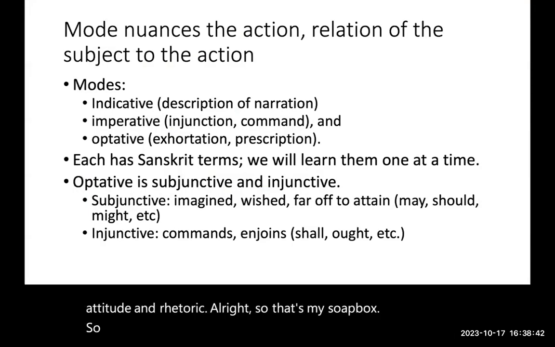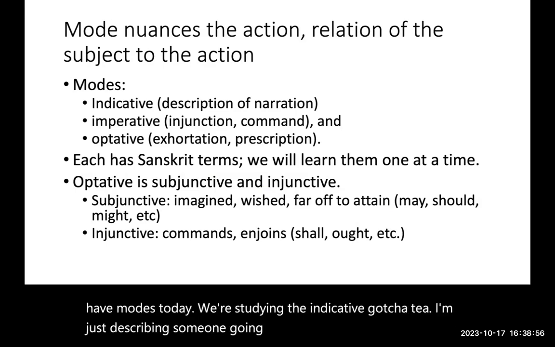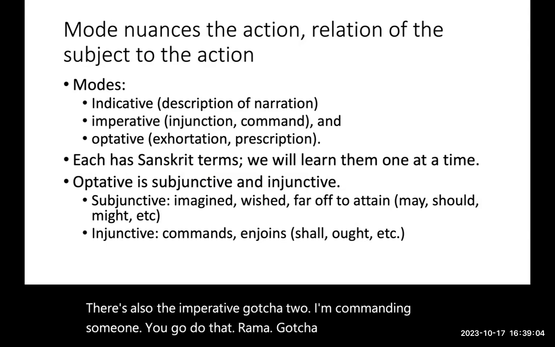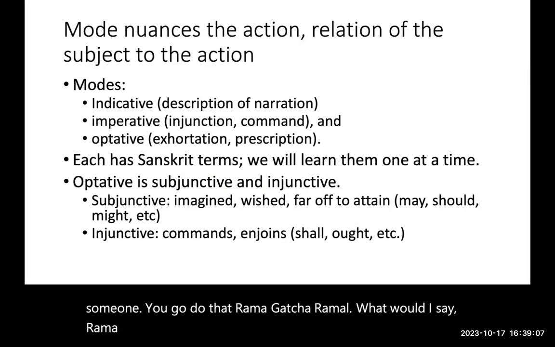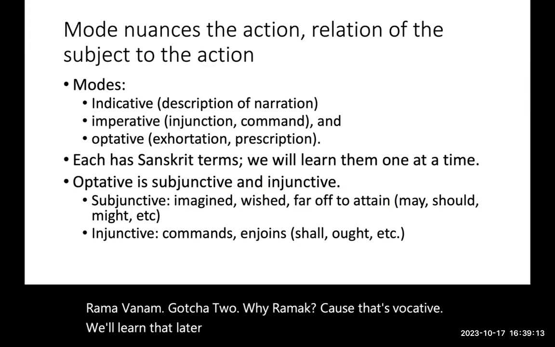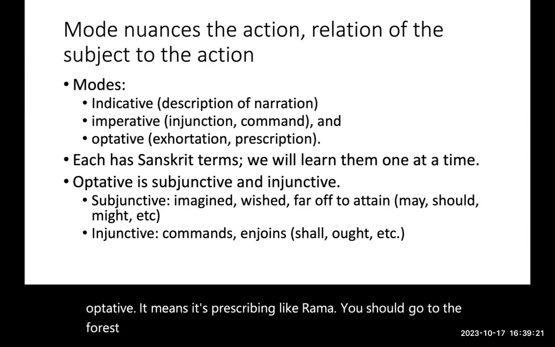Anyway, so nuances. The action of a verb is found in a couple of ways. We have modes. Today we're studying the indicative, gachati. I'm just describing someone going somewhere. There's also the imperative, gachatu. I'm commanding someone, you go do that. Rama, what would I say? Rama vanam gachatu. Why Rama? Because that's vocative. We'll learn that later. So you go to the forest. I'm making you go. Optative, it means it's prescribing, like Rama, you should go to the forest. Again, we're not learning these now. We're just warming up.